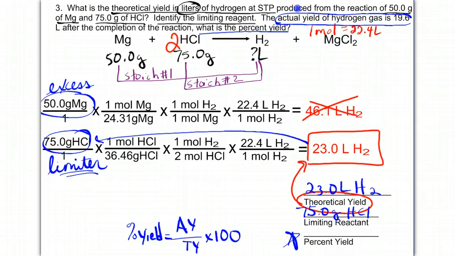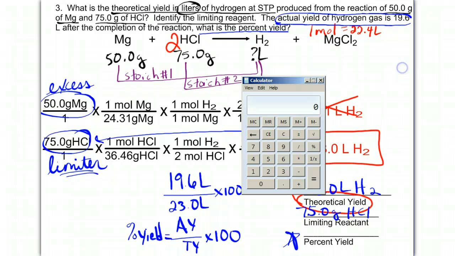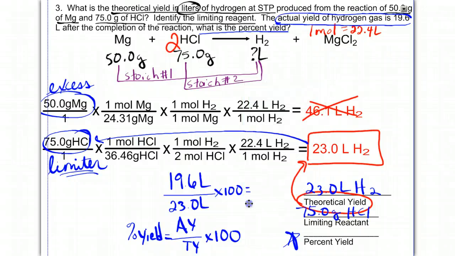So now what is the percent yield? We were given an actual yield in the problem of 19.6 liters. That's this right here, 19.6 liters. And that's of hydrogen. So 19.6 liters, which is my actual yield, divided by the theoretical, 23.0 liters, times 100 will give me a percent yield of 85.2%.